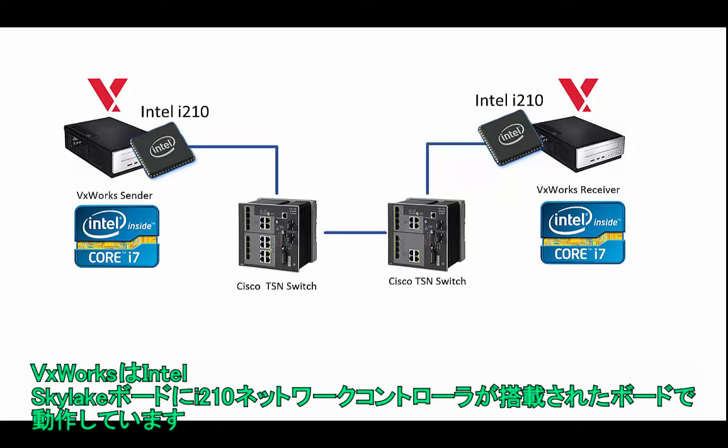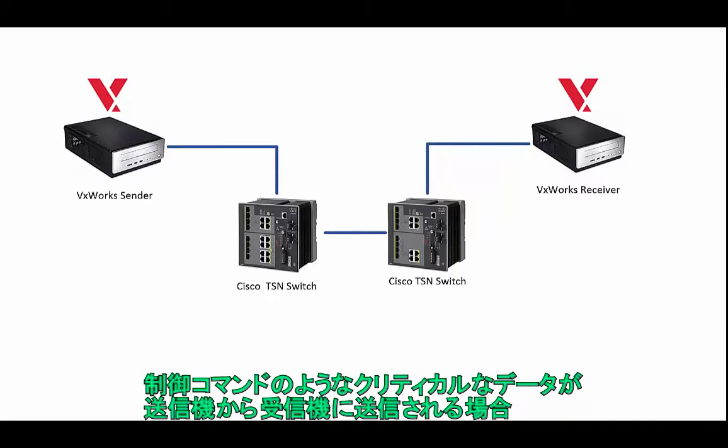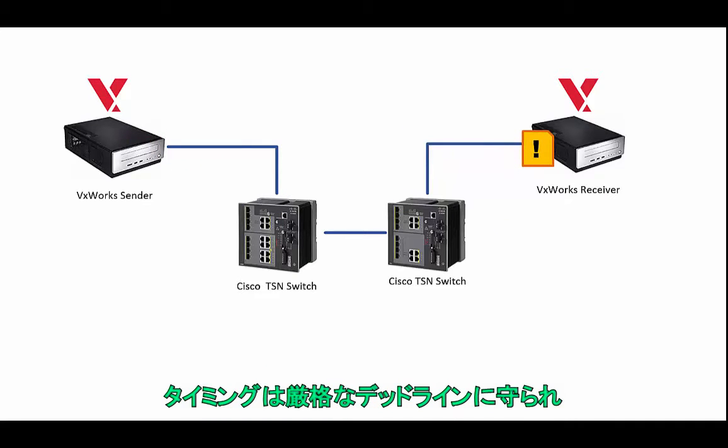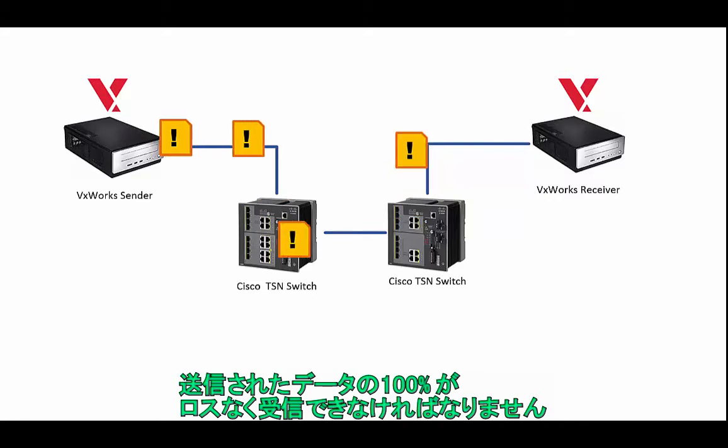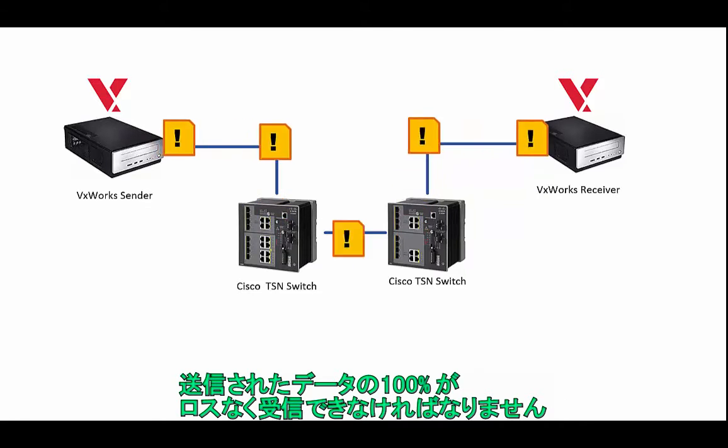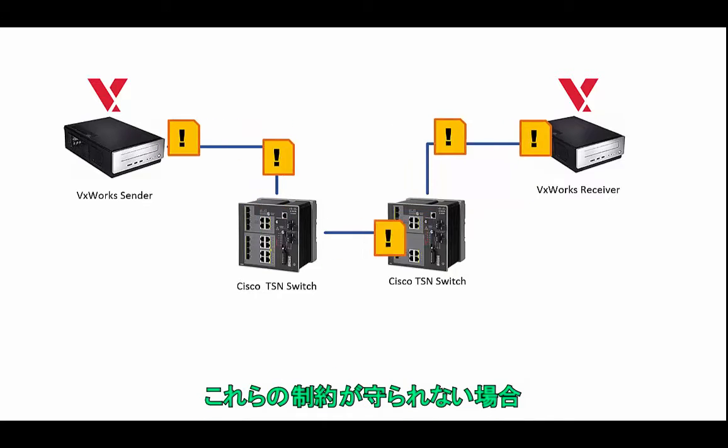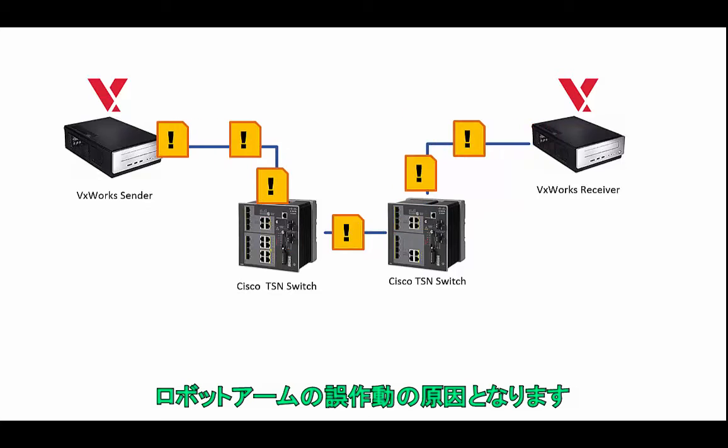My VxWorks devices are actually 2 Skylake boards with the Intel i210 network controller in it. And my critical data needs to travel from one sender to the receiver passing through both switches. There's a very tight deadline for reaching its destination, and 100% of its messages must reach its destination, or the robot arm might overshoot its coordinates. So let's see how this works.